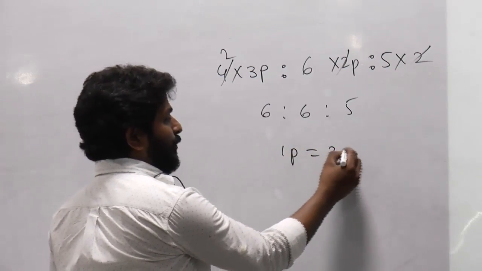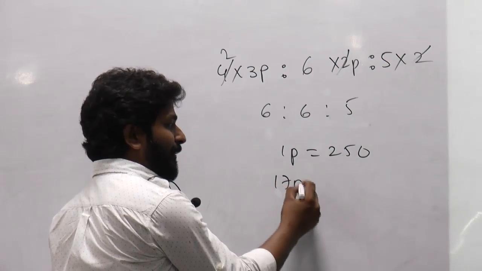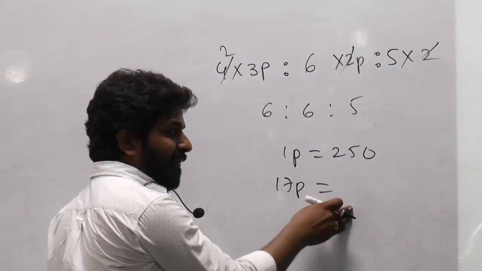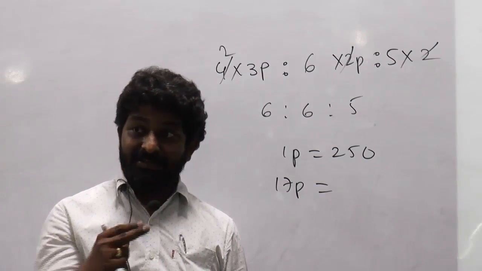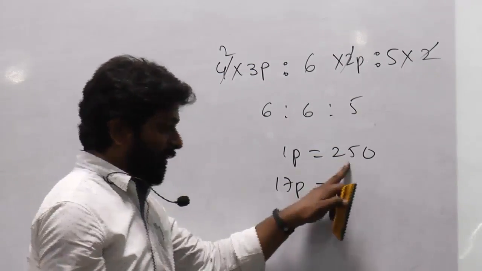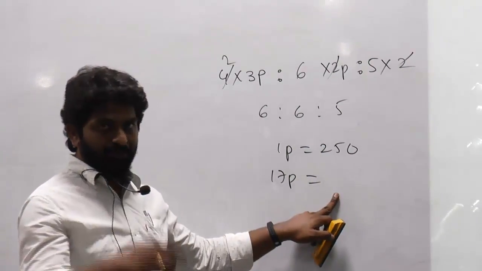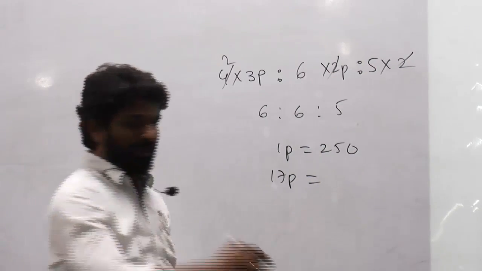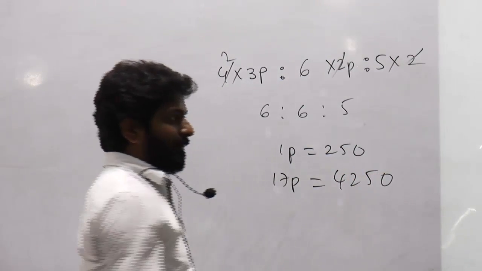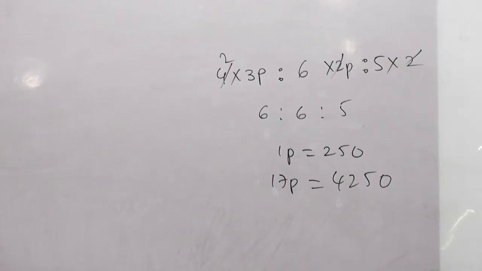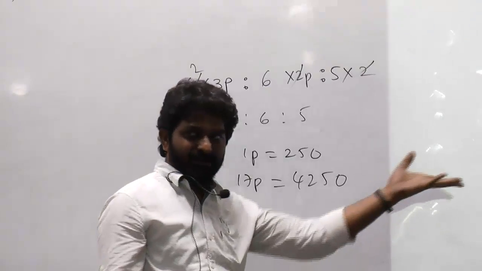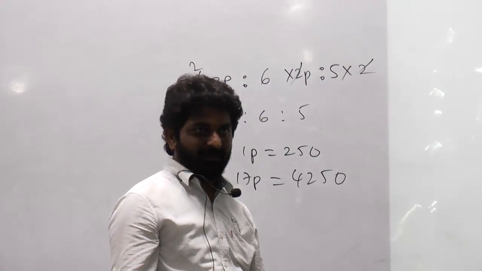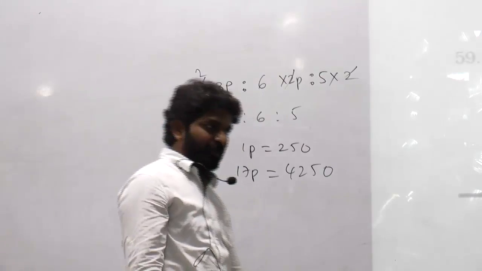So 1 part is equal to 250. And the total profit earned is 17 parts, so 17 into 250. 4 250s is 1000, 8 250s is 2000, 16 250s is 4000, but you need to have 17 250s. 16 250s is 4000, one more 250, so that will be 4250. The answer should be a 250 multiple and you have only one. 4250 is the only 250 multiple we have.